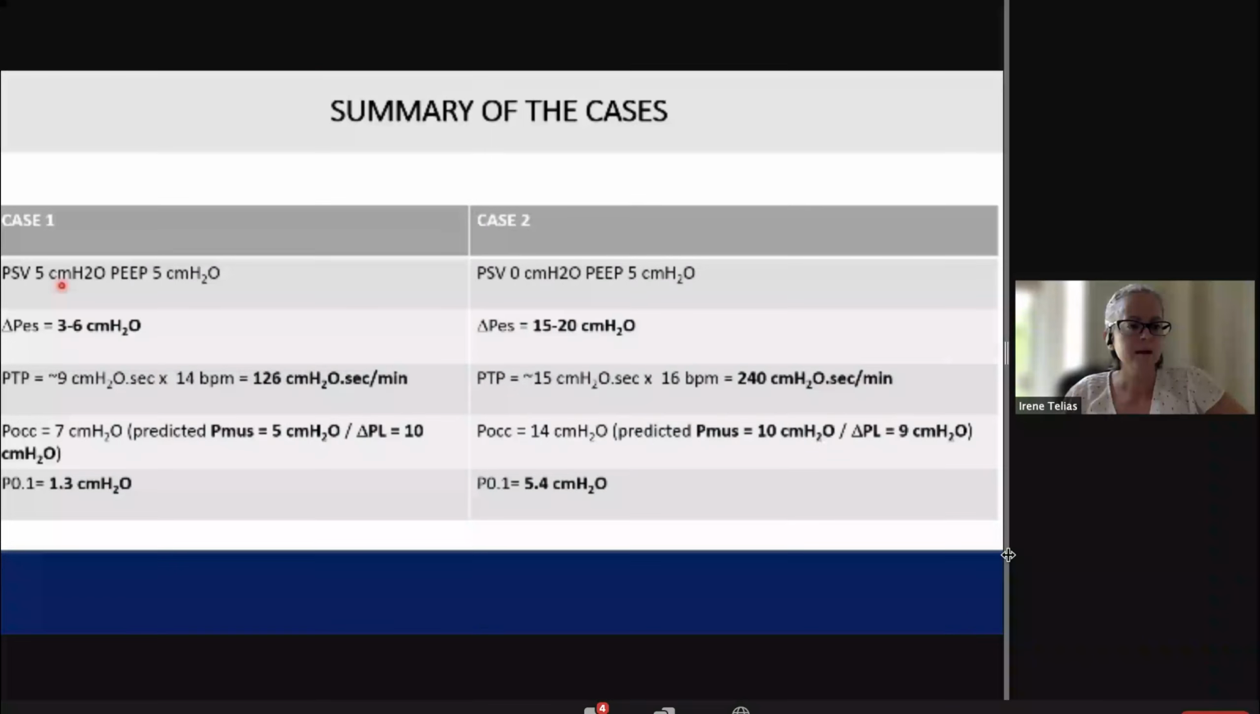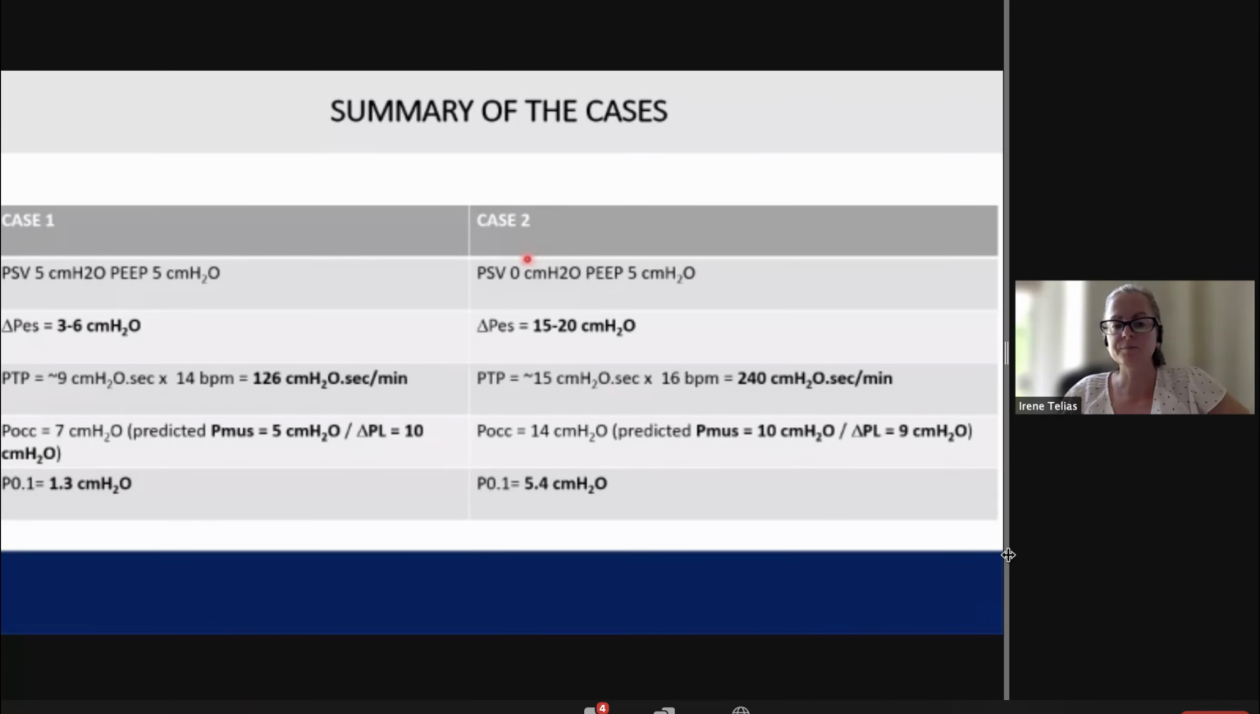Here, as a summary, this generates a change in esophageal pressure during each tidal breath of 3 to 6 centimeters of water. A calculated pressure time product, this is the gold standard to know the energy expenditure of the respiratory muscles, 126 centimeters of water per second per minute. This is an intermediate low amount of effort. And then based on POCC, we can estimate a muscular pressure of 5, a delta transpulmonary pressure of 10 centimeters of water. And this corresponds to a P.1 of 1.3, okay?